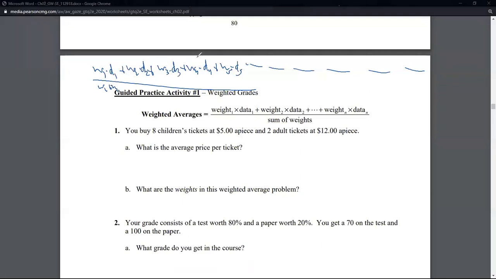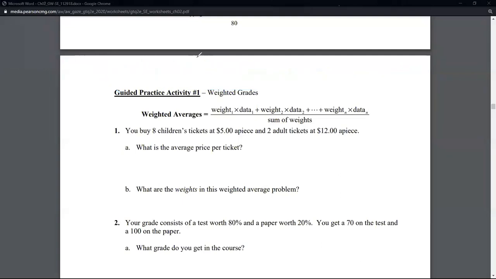It's a lot better to memorize this as a concept. Conceptually, it means some product at the top, weight times data plus weight times data plus weight times data until you exhaust them. That's what these little n's mean, until it's done. Then the bottom is just the sum of the weights, but you got to make sure you're adding the correct values.